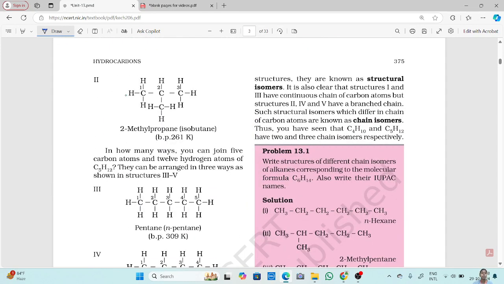Second structure, you can show them in a branched format. CH3, CH, CH3, CH3. Again 1, 2, 3, 4, 4 carbons. Now this is also a C4H10 molecule, but the name will change to 2-methyl propane. Why 2-methyl propane? On the second carbon you have a methyl group and this is a propane chain, so it is 2-methyl propane. Or another name for this, since it is C4H10, is isobutane. It is isobutane because on the central position you have a methyl group.